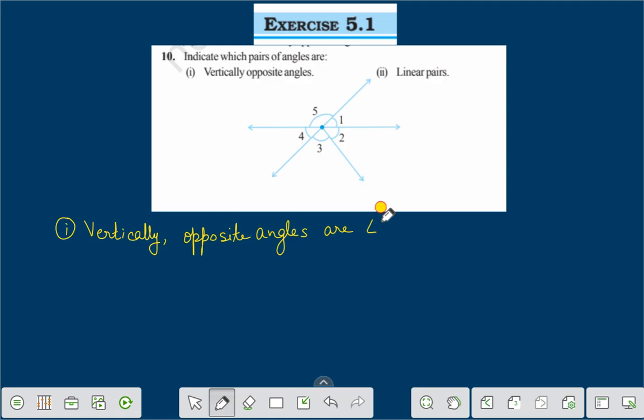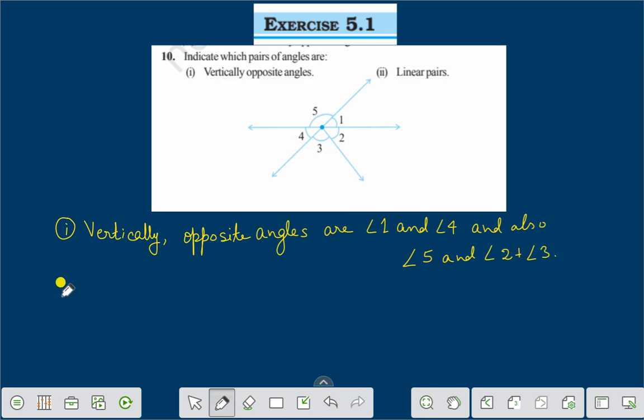Angle 1 and angle 4, and also angle 5 and angle 2 plus angle 3. These are vertically opposite angles.